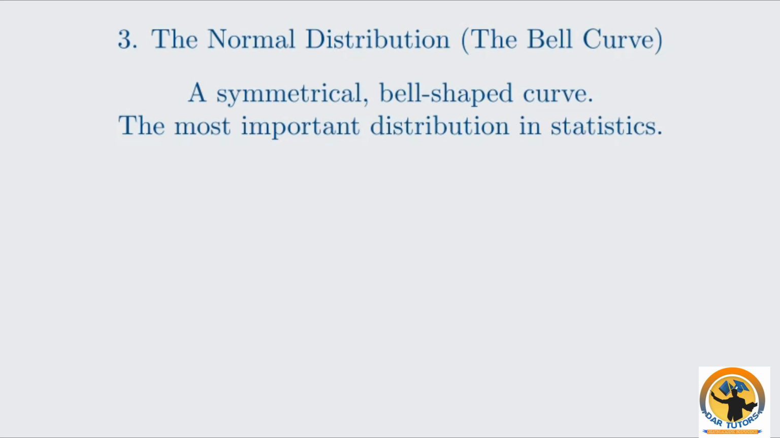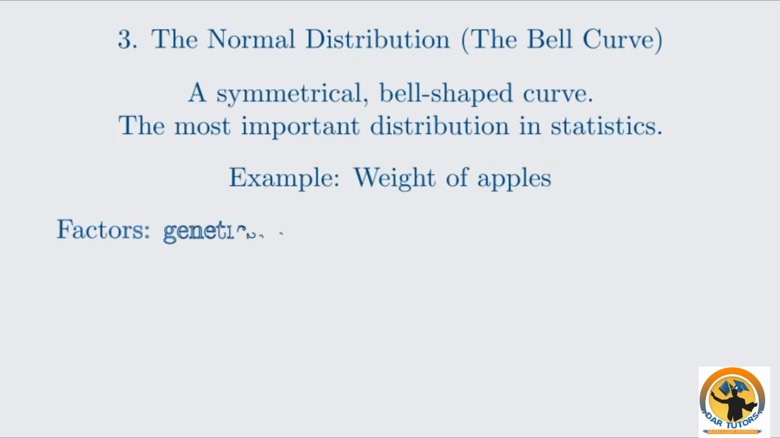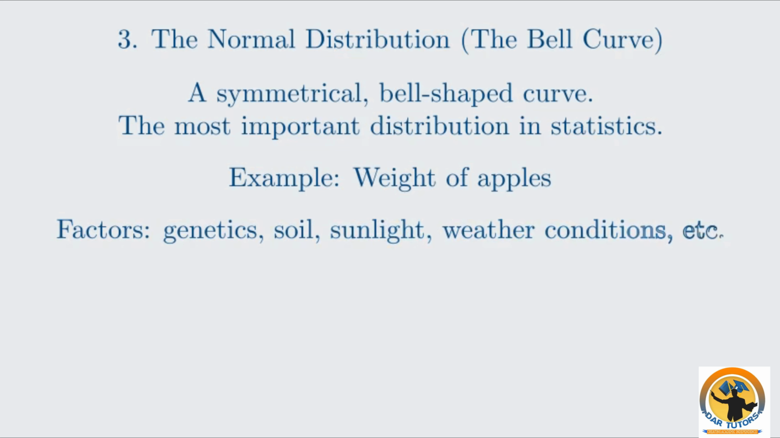Let's think about the weight of apples from an orchard. The weight of an apple is influenced by countless factors: genetics, soil quality, sunlight exposure, rainfall, temperature, and so on. Most apples will have a weight centered around the average, with fewer apples being extremely heavy or extremely light. This multitude of factors leads to a normal distribution.